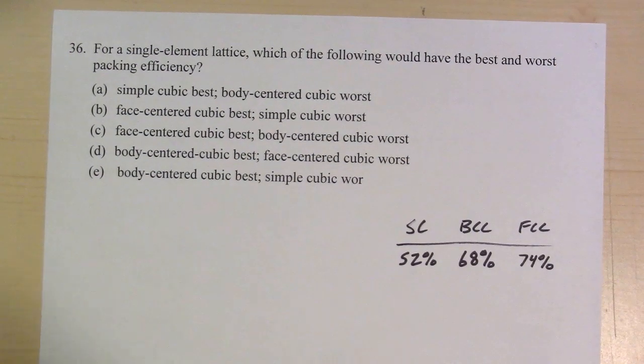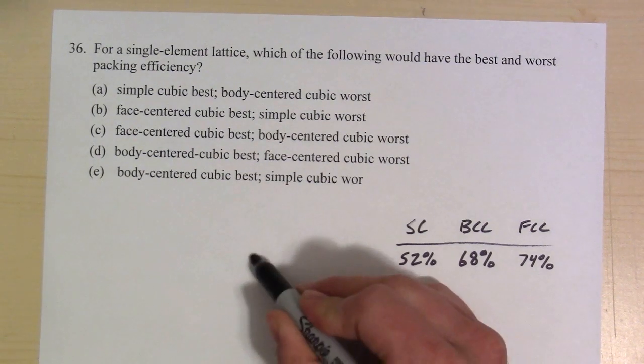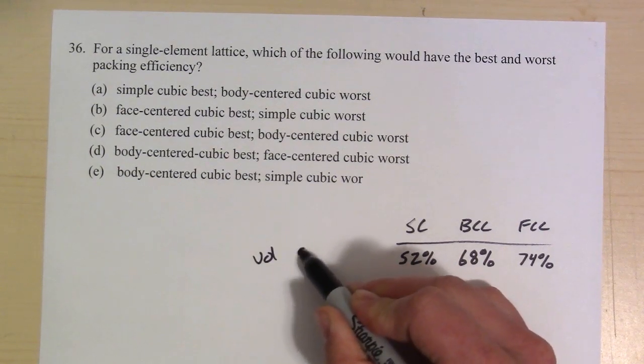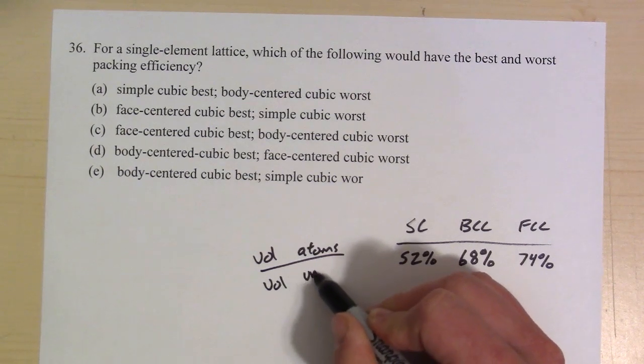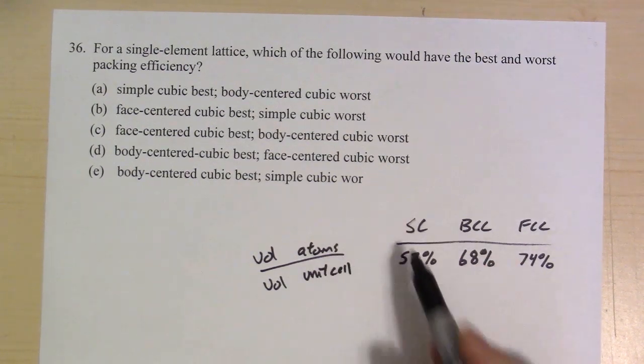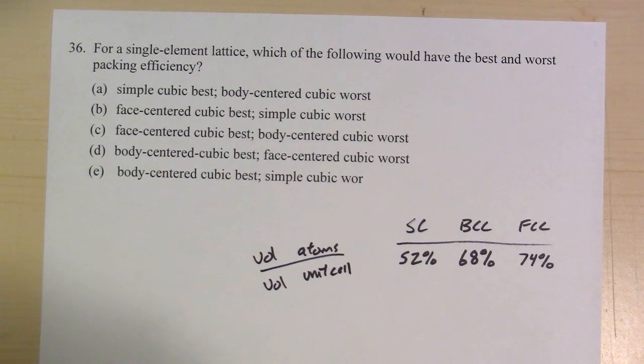You can get each of these percentages by calculating the volume of the atoms within the cell and dividing that by the volume of the entire cell. So if you are interested in knowing how to do that, take a look at the week 16 Partay packet. There's a problem in there where I go through that step by step. But you can take the volume of the atoms, divide it by the volume of the unit cell. That will give you each of these percentages.